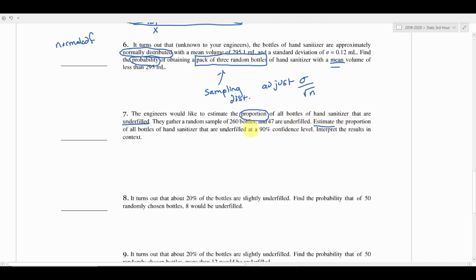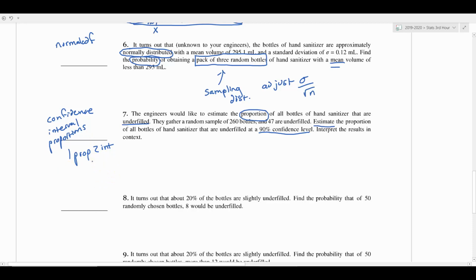So we have a sample proportion there that we can calculate, or a point estimate, if you will. Keyword here, estimate the proportion of all bottles of hand sanitizer that are underfilled at a 90% confidence level. We're definitely doing a confidence interval here. This is a confidence interval for proportions. Okay, we're trying to figure out what the actual proportion is at a 90% confidence level, and then we want to interpret the results. So if I went back to my box with the options on there of the 3 intervals, we're going to be doing a 1 prop z int here.